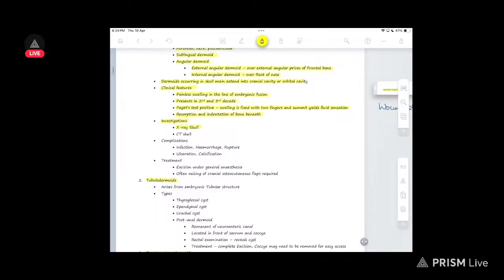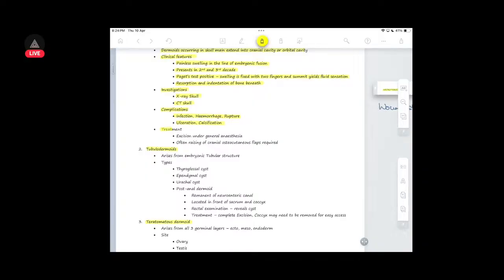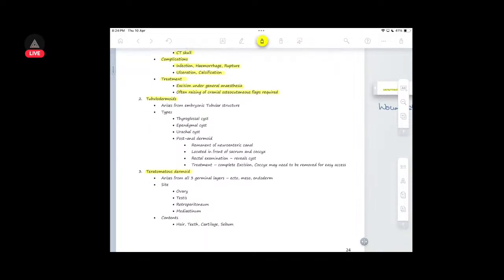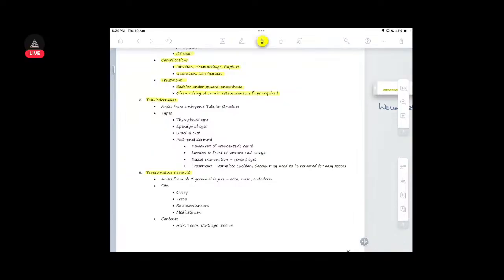So investigations, you have chest X-ray and CT of the skull. Complications, you have infection, hemorrhage, rupture, ulceration, and calcification. Treatment: you can excise under general anesthesia, often raising an intracranial osteocutaneous flap if required. You raise the flap and you excise it. It can ulcerate, calcify, and it can get infected, hemorrhage, and rupture.